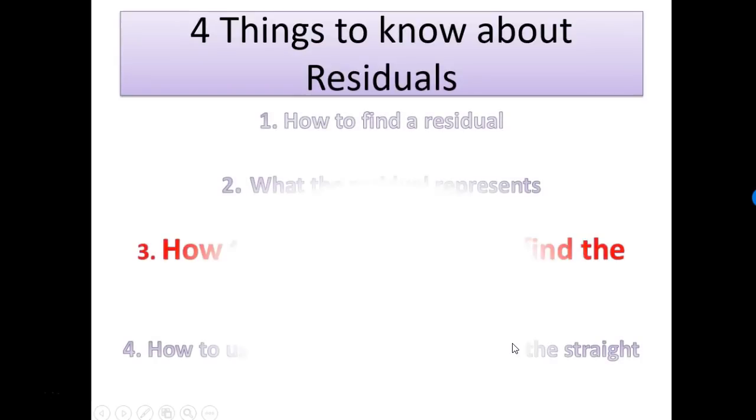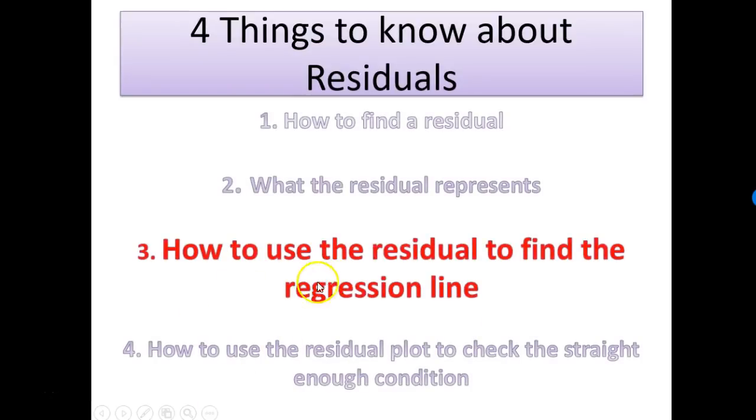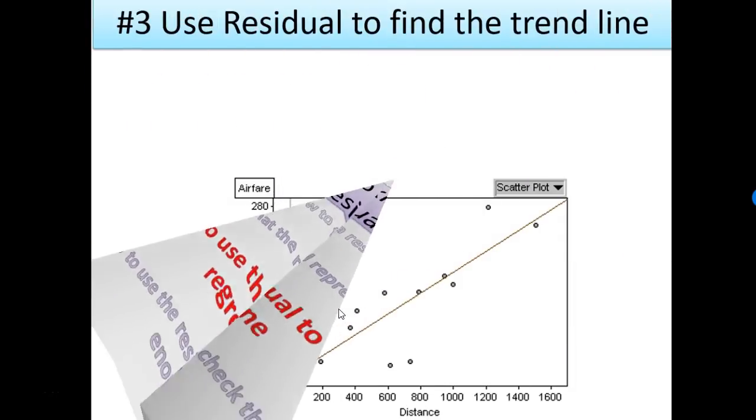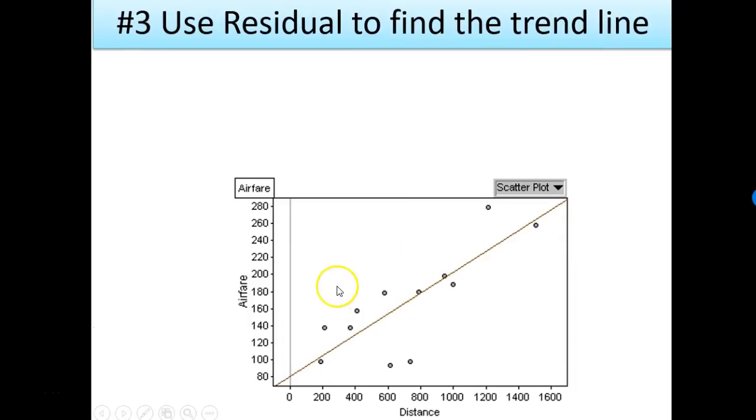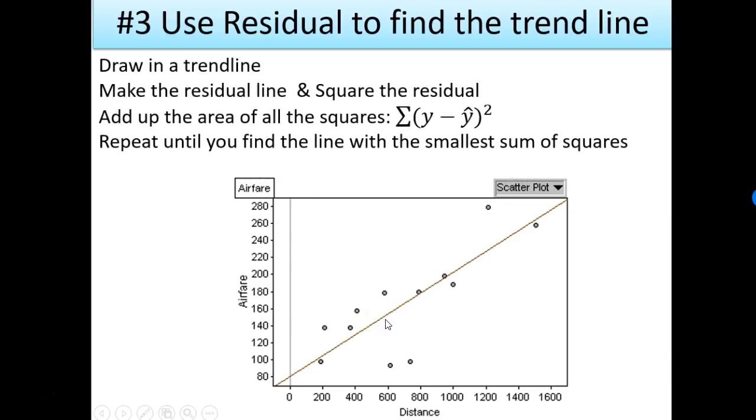All right, so let's look at the third thing we want to look at now, how to use residuals to find a regression line. Right here I'm looking at distance flight. Does distance help us predict how much it costs to actually fly in an airplane? So I have these data points. What we do to figure out the true trend line is we just throw in any old trend line that we think will work. So I've just thrown this trend line in. And I want to look at the residuals for this idea of a trend line. So I draw in my residual right here.